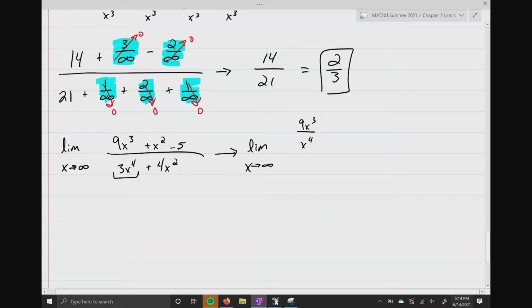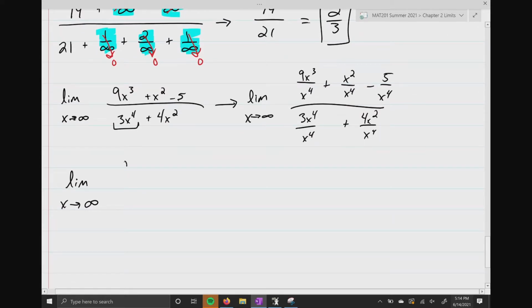I'm going to go ahead and divide every single term by that. So just let me write this out real fast. All right, so there's my numerator. Now my denominator is going to be 3x to the fourth over x to the fourth plus 4x squared over x to the fourth. I'm going to go ahead and simplify. That's going to give me 9 over x plus 1 over x squared minus 5 over x to the fourth, all over 3 plus 4 over x to the second.